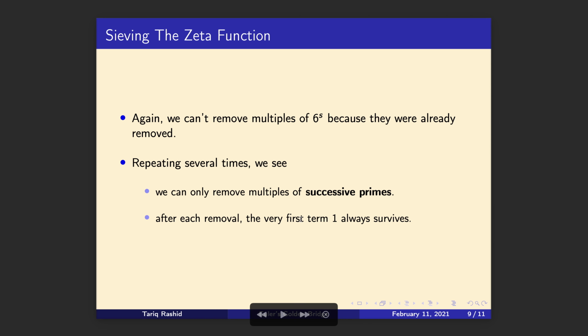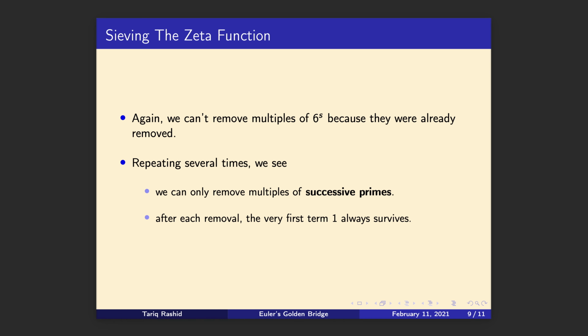If you do this yourself, pen and paper, you'll notice two things. We can only remove multiples of successive primes. So the first step was multiples of 2 to the s, then 3 to the s, then 5 to the s, because 4 was counted in 2. There's no 6 to the s because that's 2 and 3. 7, there's no 8 to the s because that's 4, or 2 and 2 and 2. Same with 9, it was already done by 3. 10 was done by 2 and 5.